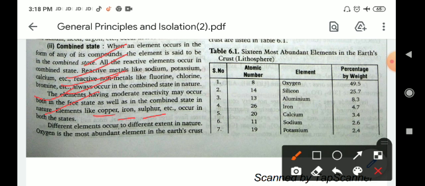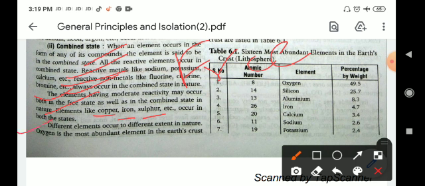So basically three types of elements are known. First, those which are less reactive and exist in the free state. Second, those which are more reactive and exist in nature in the combined state. And third, those which have the property of moderate reactivity, means they may be present in the free state as well as in the combined state. Okay, so these are the availability or condition of the elements in nature.